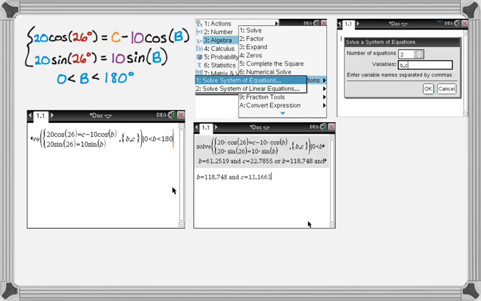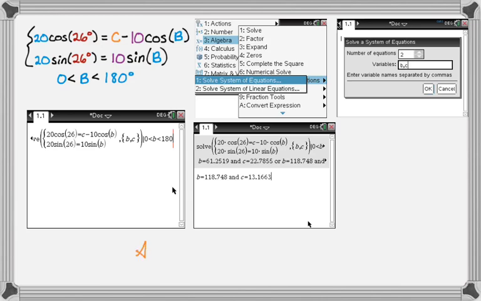And you can see that it gave 2 sets of answers, because this is the ambiguous case and there were 2 triangles in this case. So the first answer, you can see b is 61.2519 and c is 22.7855. And then the second answer I couldn't really get in one shot, so I just copied and pasted it. It says that b is 118.748 and c is 13.1663, which is pretty cool. So we solved it without actually using the ambiguous case of the law of sines. We still solved the triangle.